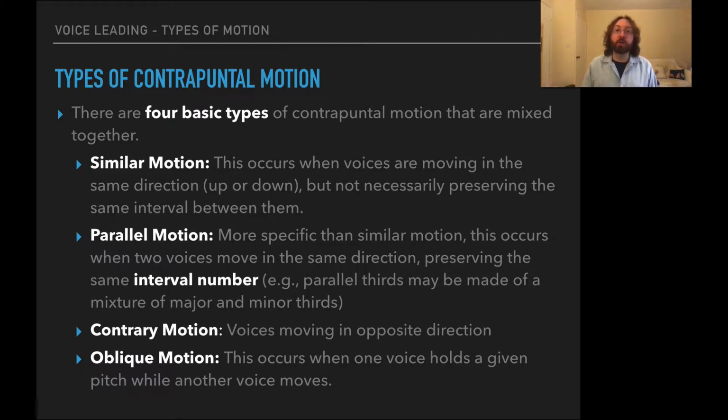Similar motion occurs when voices are moving in the same direction, but not necessarily preserving the same interval between them. So if we had both lines moving upwards and we had, let's say, a third, a fourth, a fifth, a sixth, and then a seventh, and then an octave. That's not necessarily a line that you'd hear in, say, Bach's fugues, but it's kind of cool. Perhaps something more along the lines of Barber or Copland. But those voices are moving in the same direction.